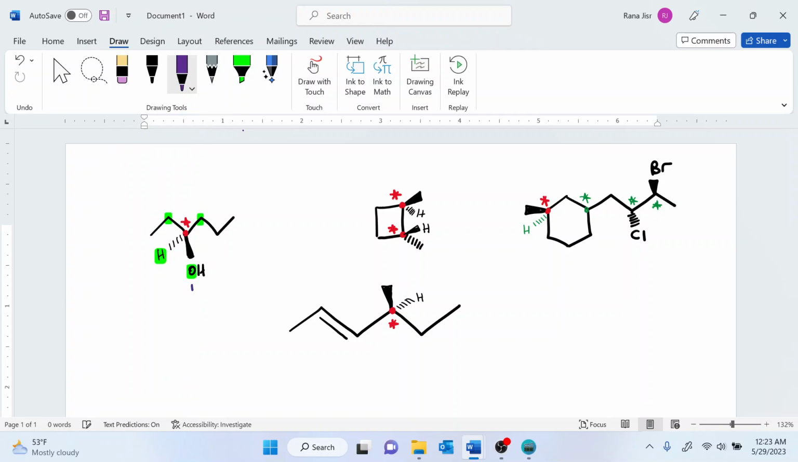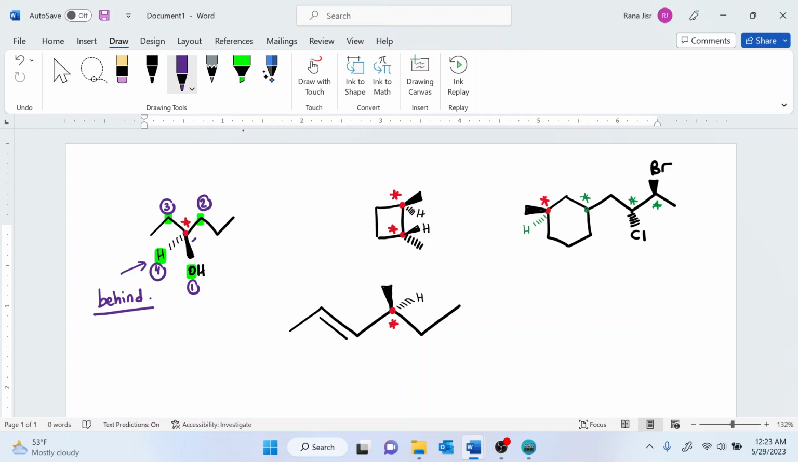So that is going to be priority number 1. This is going to be priority 2. This is going to be priority 3. And that is going to be priority 4. And since priority 4 is behind, I don't have to worry about inverting or doing anything or switching the groups because priority 4 is already behind.